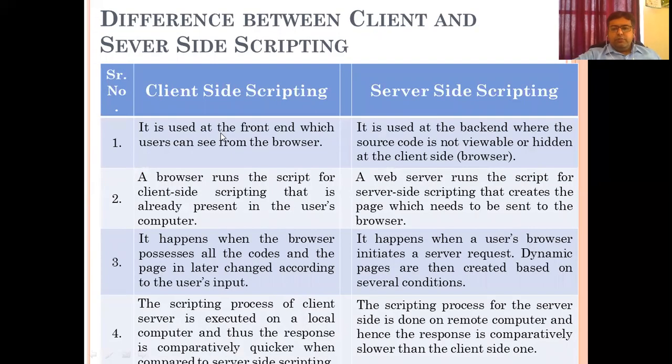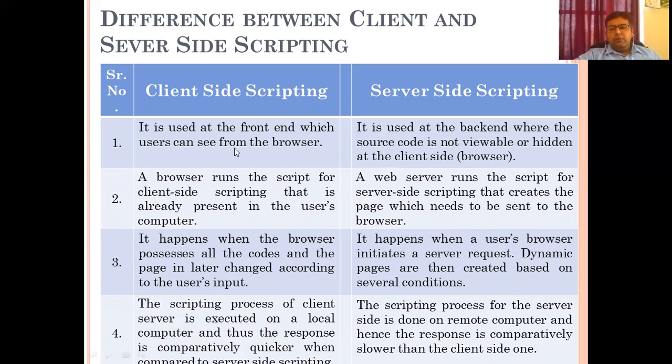Now, this is the difference between client side and server side. The first point: client-side scripting is used at the front end, which users can see from the browser, right? Because users can see the code over here. So that is the front side. Server-side scripting is used at the back end, where the source code is not available or is hidden from the client side. In the browser, only the website will be displayed to the user, meaning the source code is hidden and working in the back.